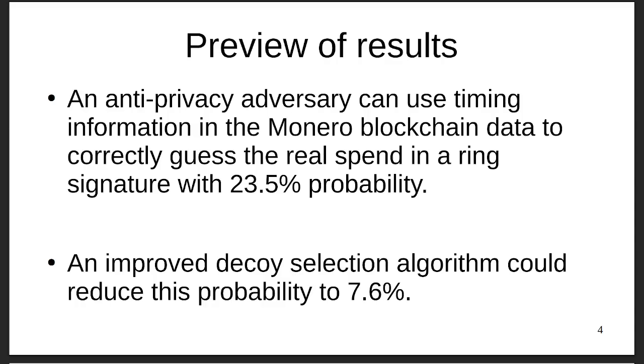I will first share a preview of results. Then, I will walk through how the technique works. An anti-privacy adversary can use timing information in the Monero blockchain data to correctly guess the real spend in a ring signature with 23.5% probability. An improved decoy selection algorithm could reduce this probability to 7.6%.